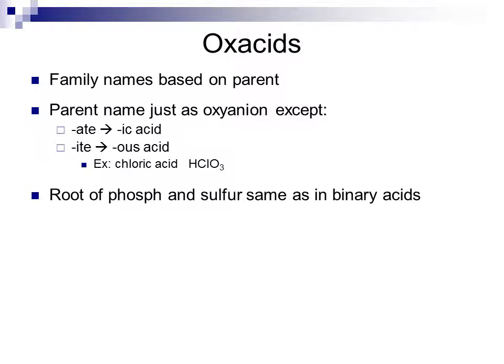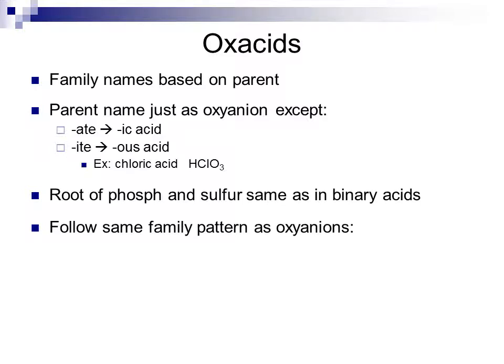Again, the roots of phosphorus and sulfur are the same as they were in binary acids. So we have phosphoric acid and sulfuric acid. We do not use the prefix hydro when talking about oxacids, so be careful with this because we can have sulfuric acid and hydrosulfuric acid. Those are two different things.